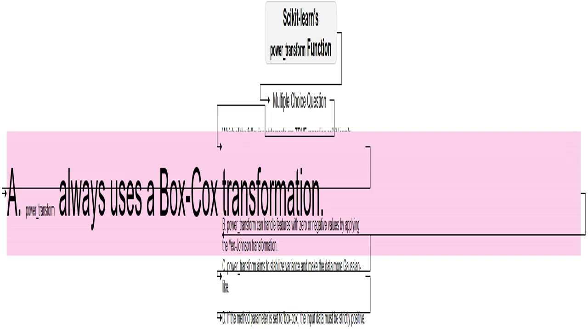This statement addresses the Johansson transformation, a key part of the power_transform function. The Johansson method is powerful because it can handle data that includes zeros and negative numbers, something the Box-Cox transformation cannot do. So, this statement is about how power_transform adapts to different types of data.